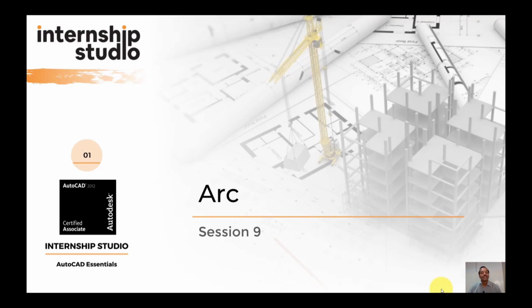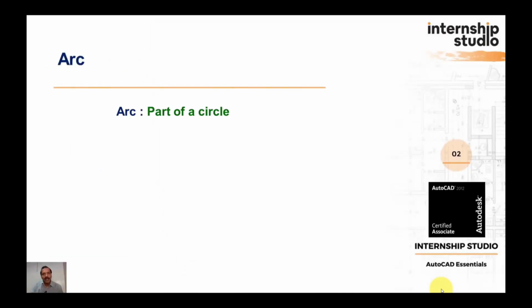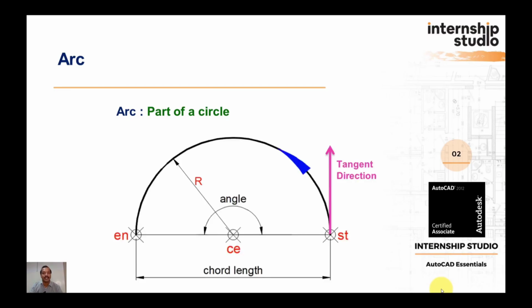We are going to discuss the arc command. What is an arc? An arc is nothing but a part of a circle. The difference between a circle and an arc is that a circle has 360 degrees, while an arc will not have 360 degrees. That is why it is called a part of a circle.